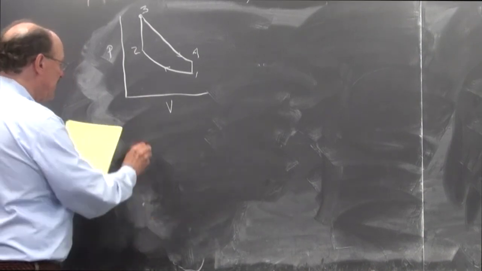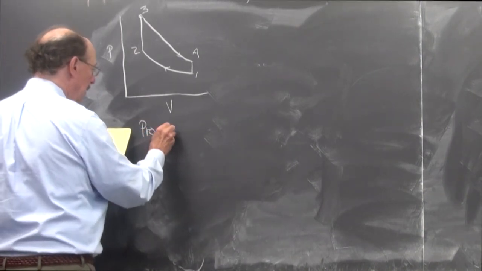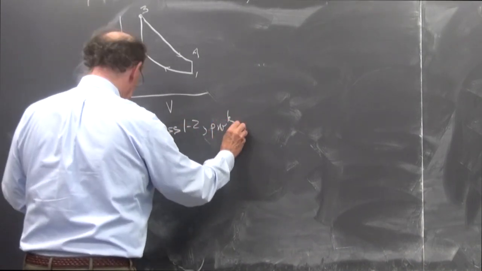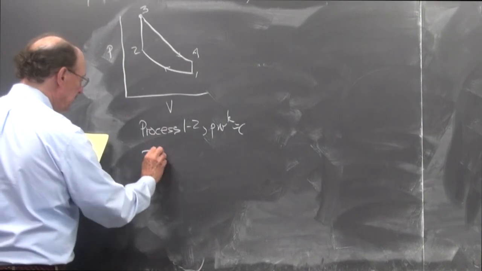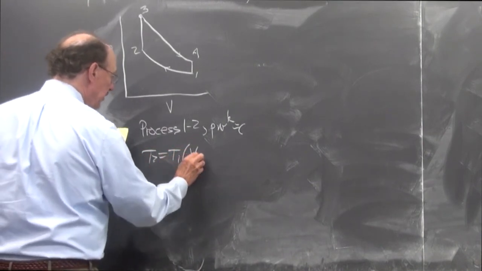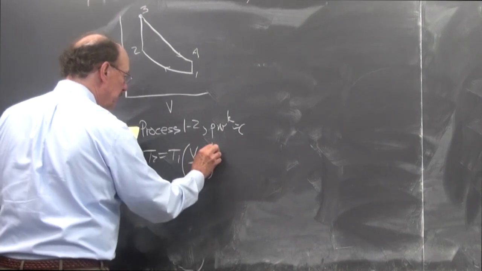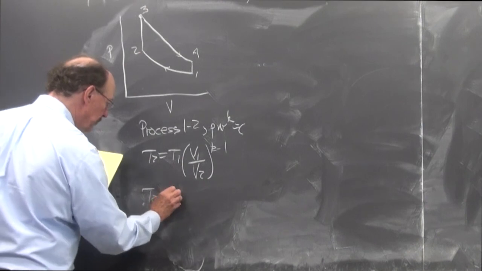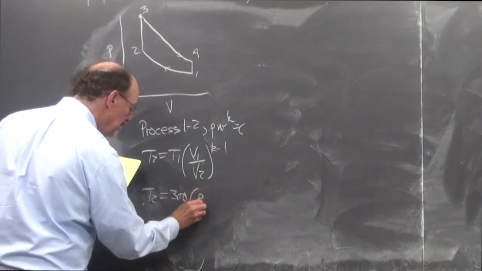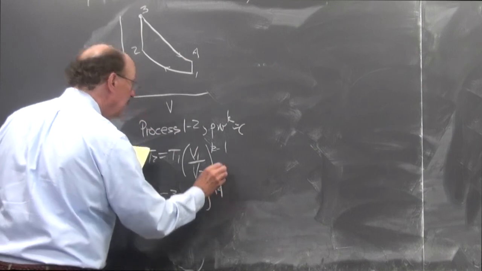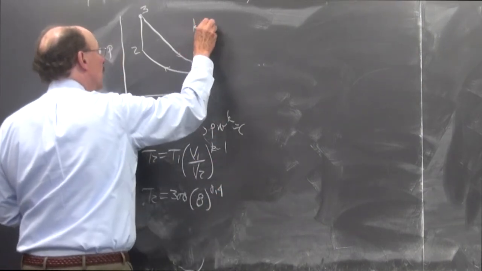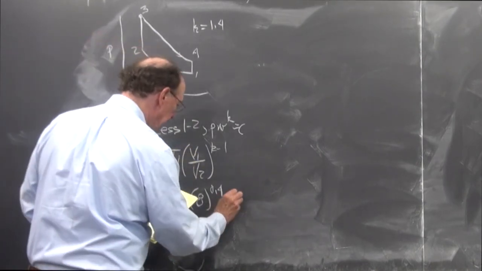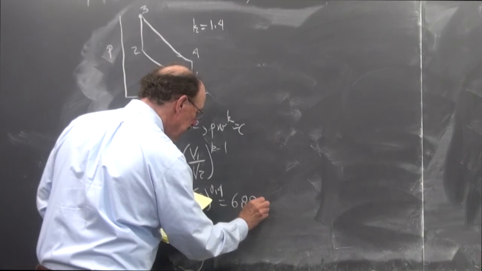And the process from 1 to 2, PV to the K is a constant. So I have T2 is equal to T1 times V1 over V2 to the K minus 1. And this is R. So T2 is equal to T1, 300, times 8 to the 0.4. K for air is 1.4 from table A1. So I get 689.2 degrees K.